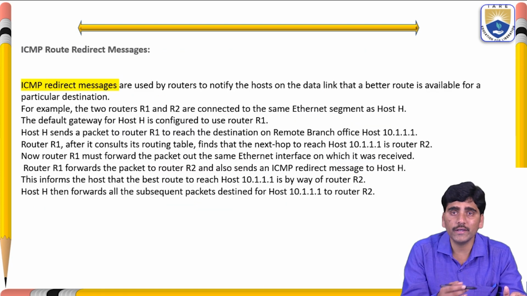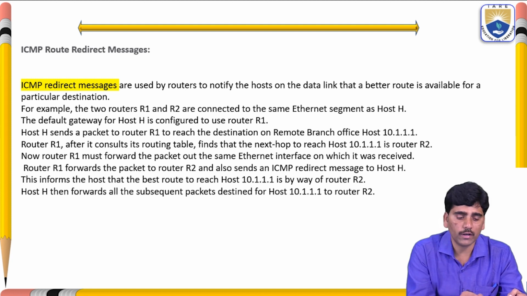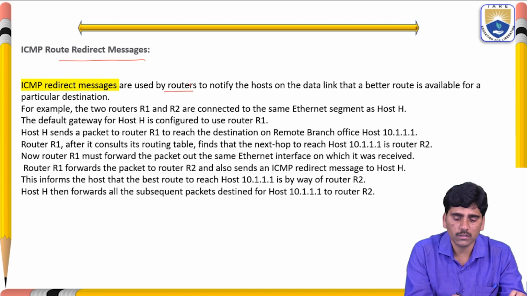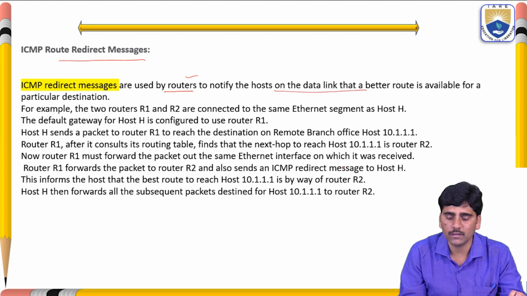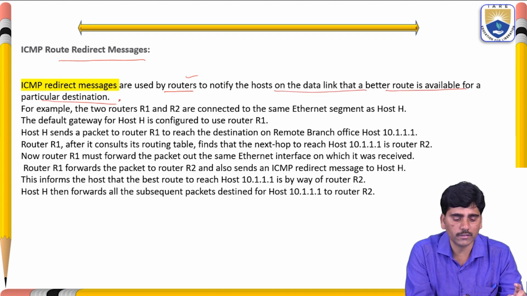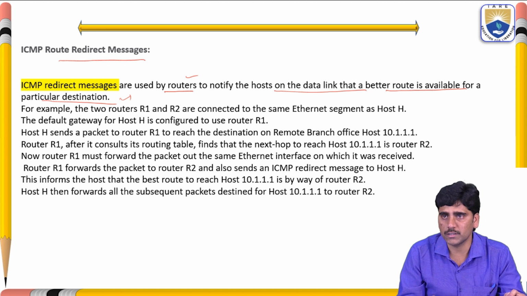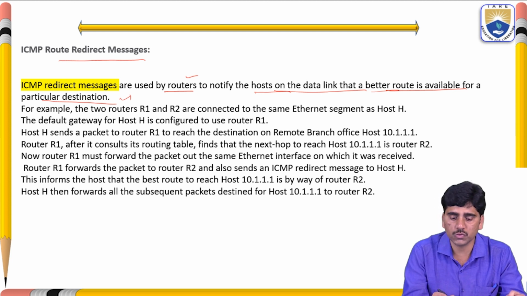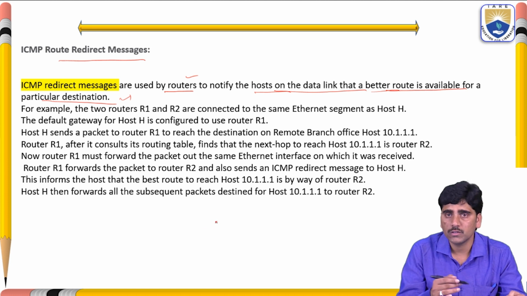And ICMP route redirect messages. These redirect messages are used by routers to notify hosts on the data link that a better route is available for a particular destination. So the routers have to notify the better route for the data transmission to the destination side. They are advertising their information, but along with that the routers have to notify the hosts on the data link that a better route is available. Which route is better for data transmission from the source to destination?